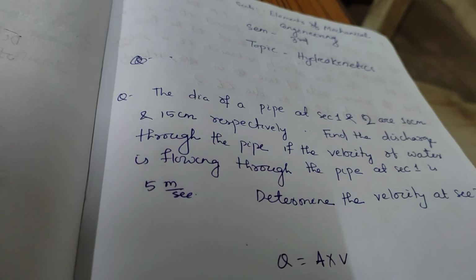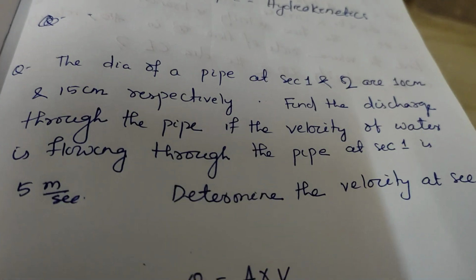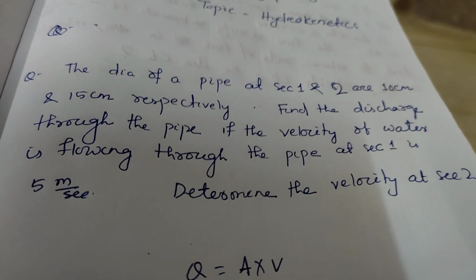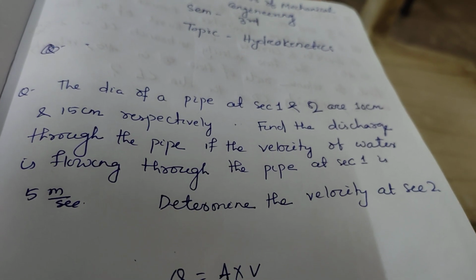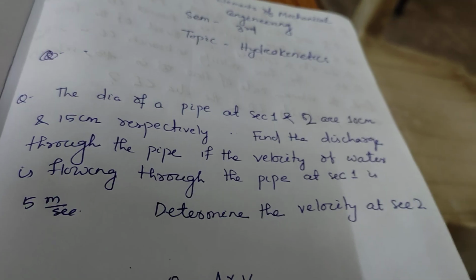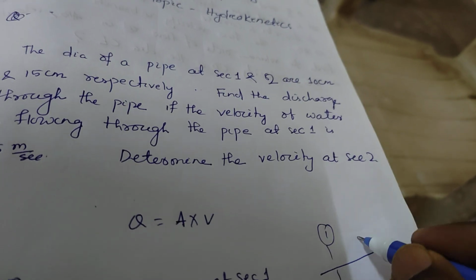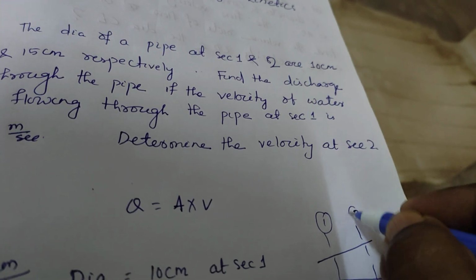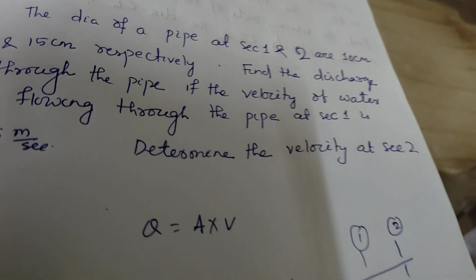First, the diameter of the pipe is given. Diameter of the pipe is how much? 10 cm at section 1, then diameter equal to 15 cm at section 2. So that is a varying cross section, the diameter is increasing. So this is your section 1, this is your section 2. So the diameter is given.